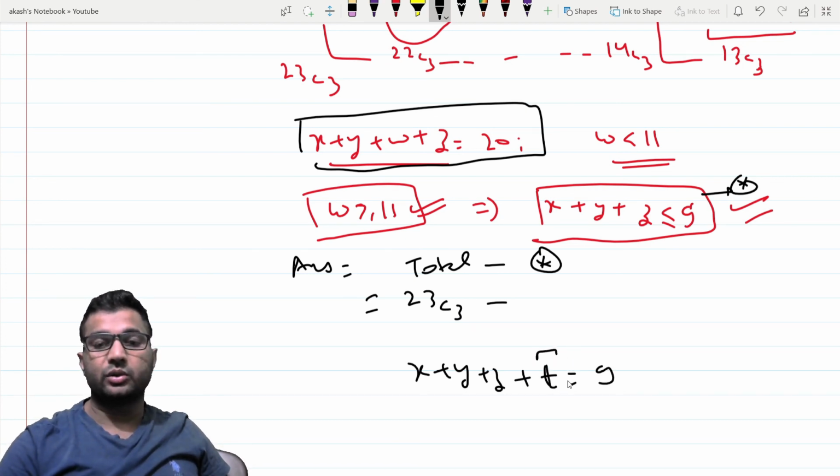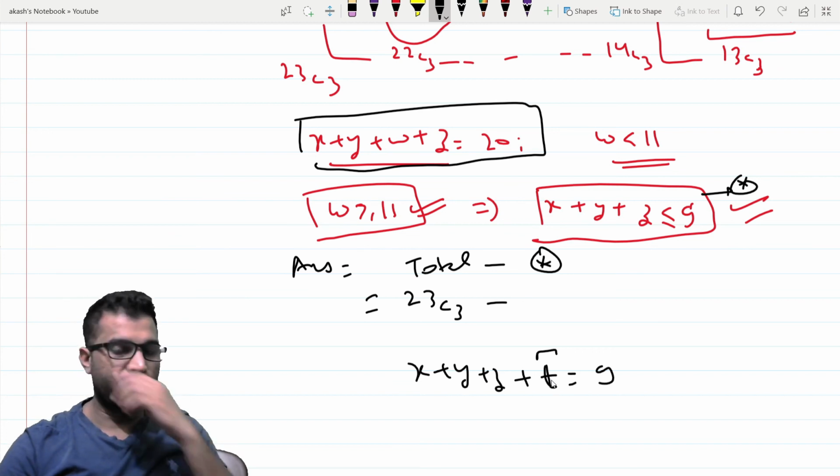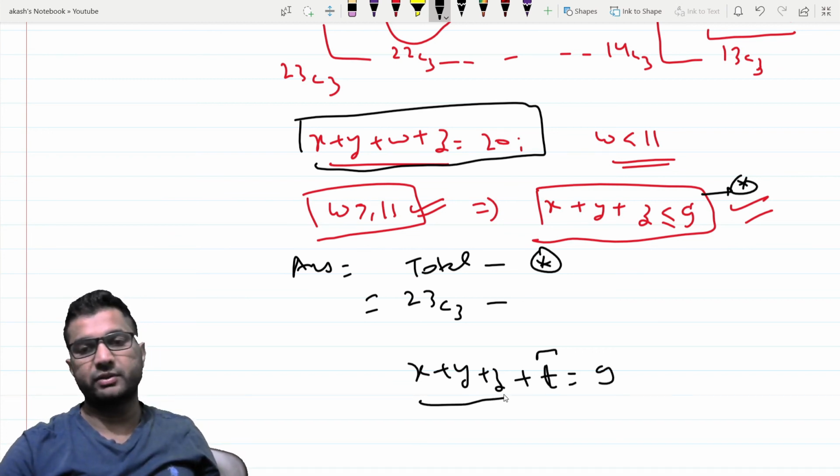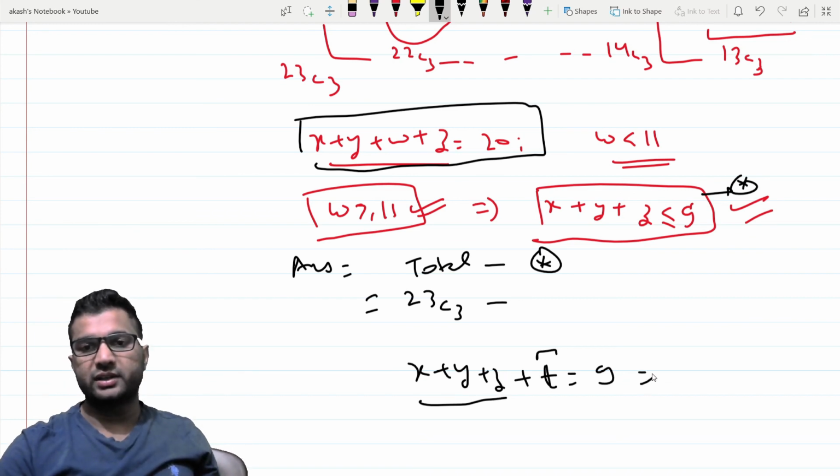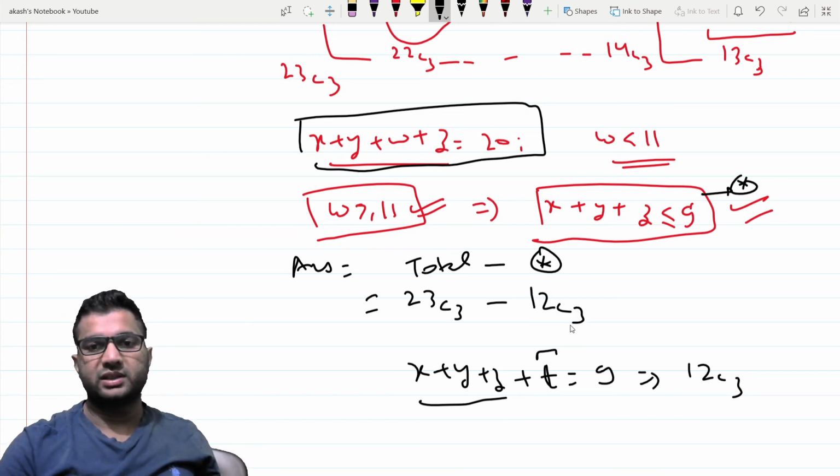X plus y plus z plus t equal to 9, by introducing one extra variable, which is t. So if t gets any value from 1, 2, 3, in that case x plus y plus z will be lesser than 9. Otherwise x plus y plus z is equal to 9. So again the answer will be one lesser coin, that is 9 plus 3c3. So my required answer will be 23c3 minus 12c3.